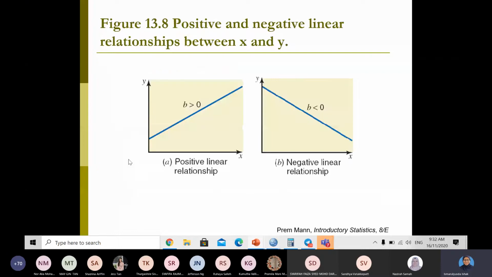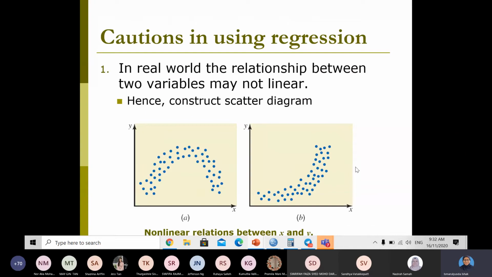Okay, so this is positive, this is negative, a linear relationship. In the real world, the relationship between two variables may not be linear. So maybe like this one and this one. That's why you have to construct the scatter diagram first. If the scatter diagram is like this, then this is a non-linear relationship.